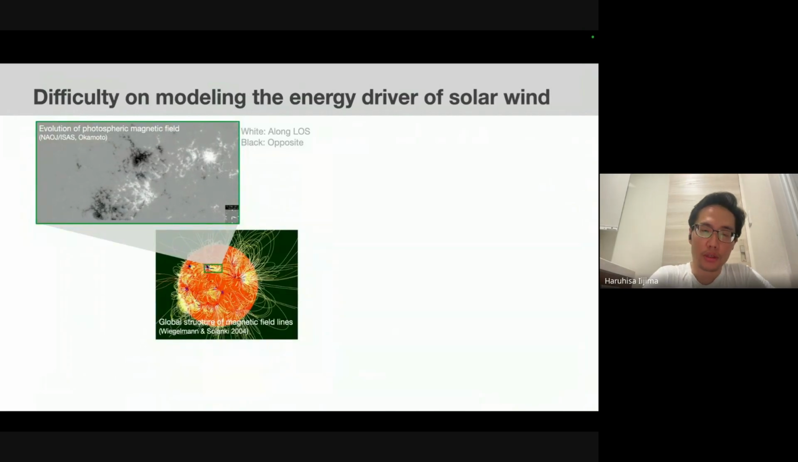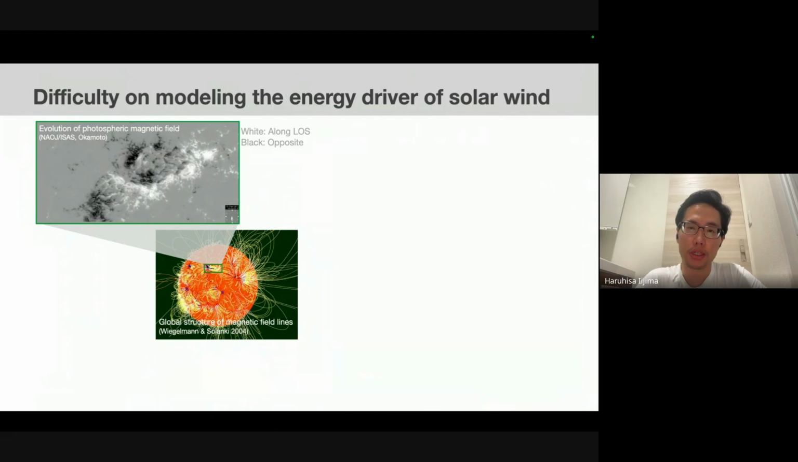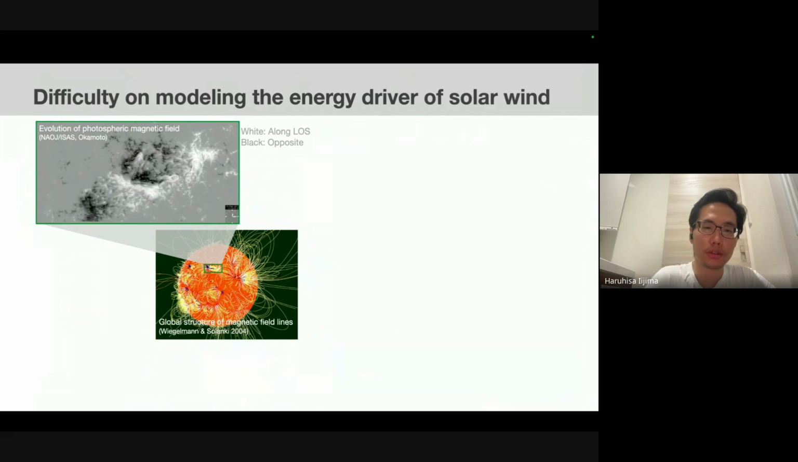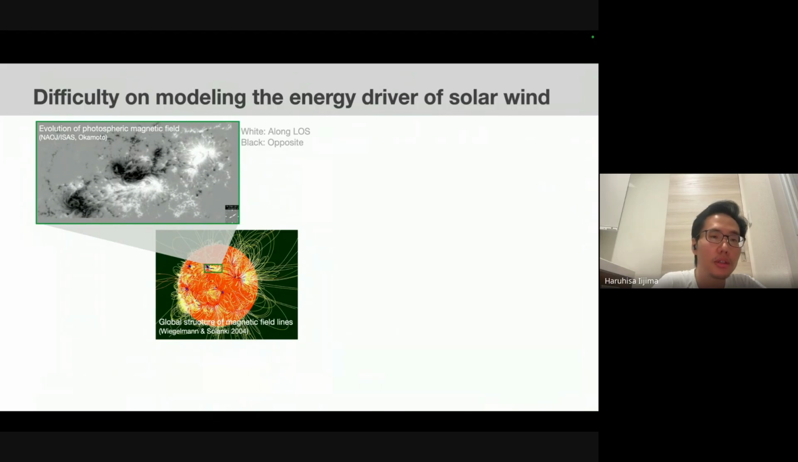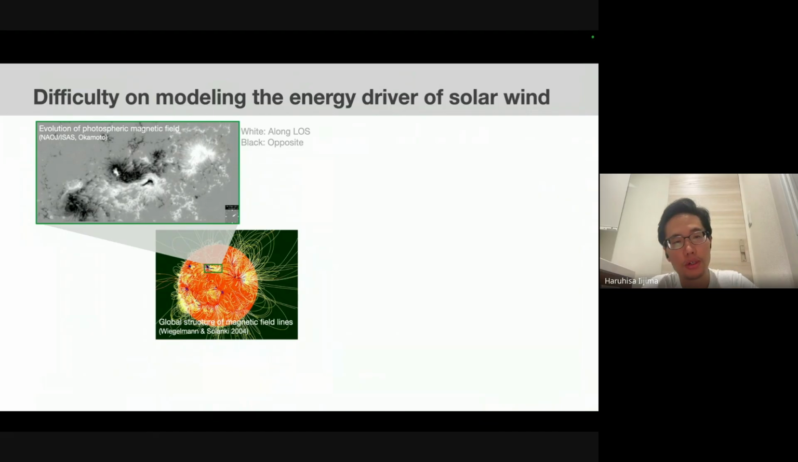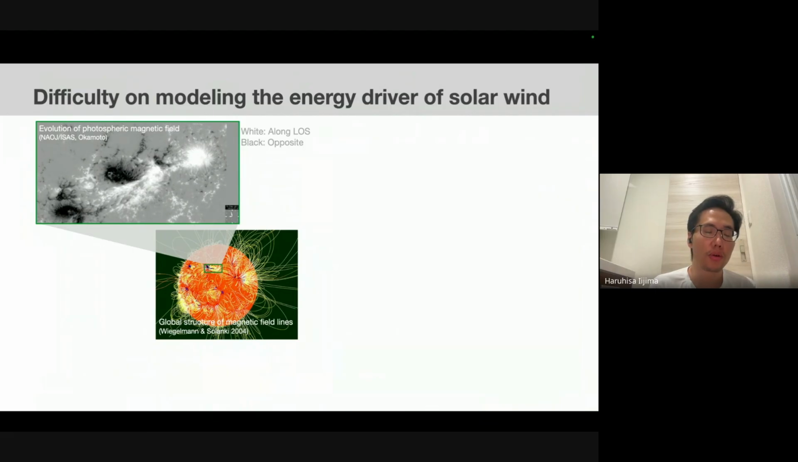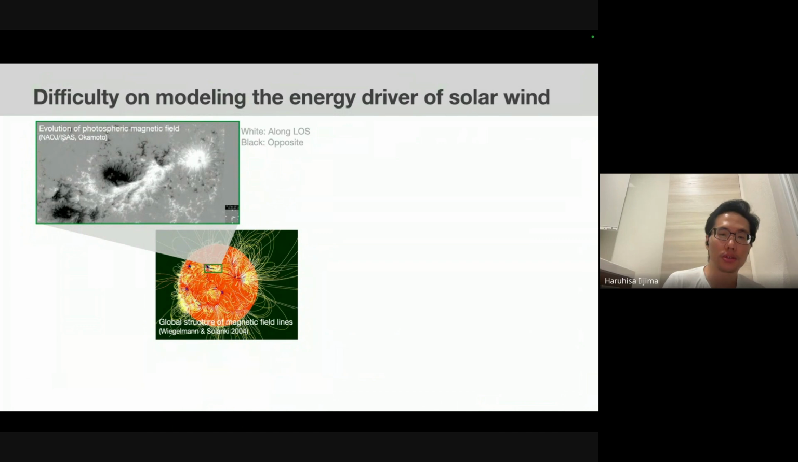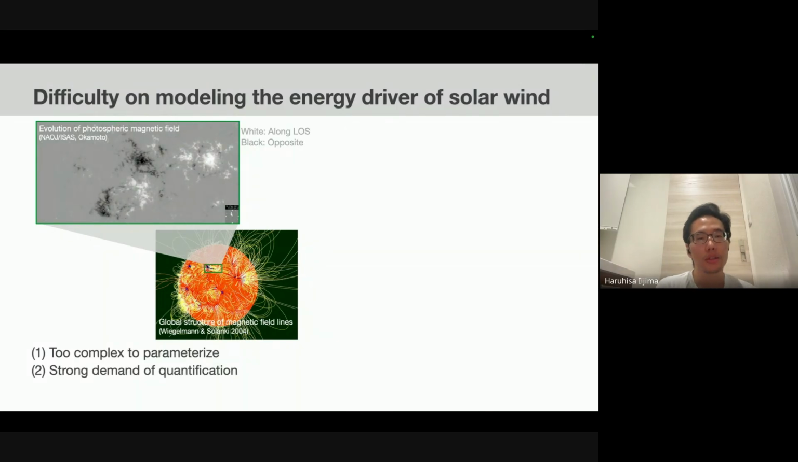But the difficulty in modeling the energy driver, modeling the solar wind formation, is the energy input into the solar atmosphere. It is because the sun's magnetic field is very complex. This movie shows the evolution of the photospheric magnetic field on the sun, and this is only a portion of the whole global sun. The global structure of the magnetic field is also very complex, and these processes are very complex to parameterize.